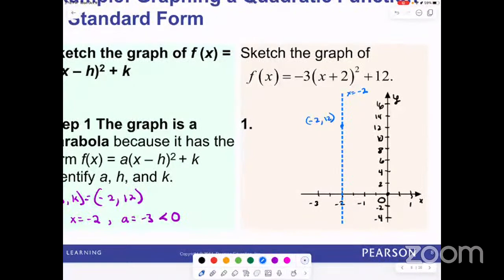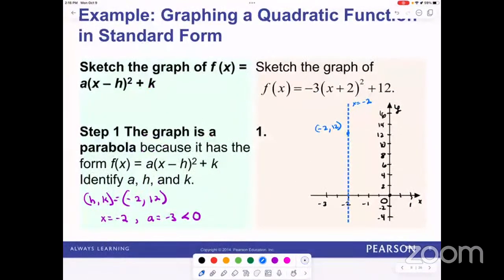So let me see. When x is 0, let's see what happens. When x is 0, that's going to be 2 squared is 4. 4 times negative 3 is negative 12. So when x is 0, y is 0. So it passes through the origin. So then when we go 2 to the right, y is 0, then when we go 2 to the left, y should also be 0.